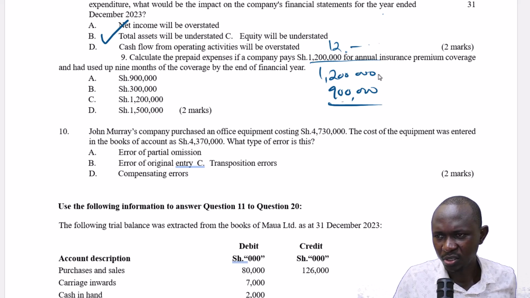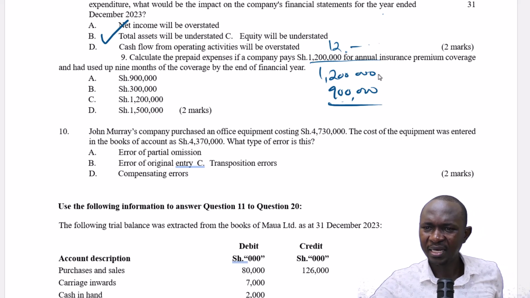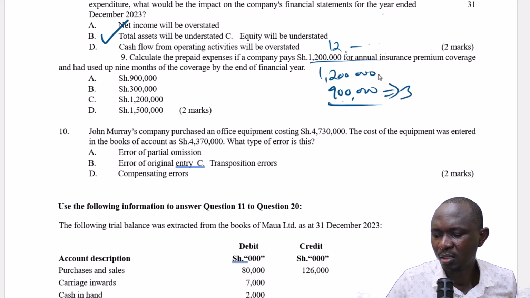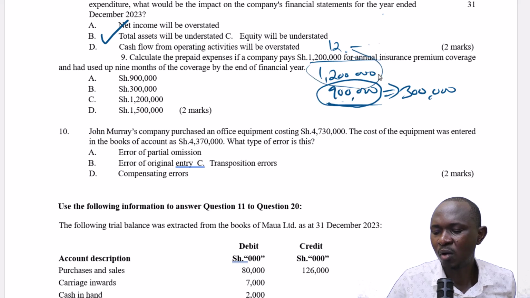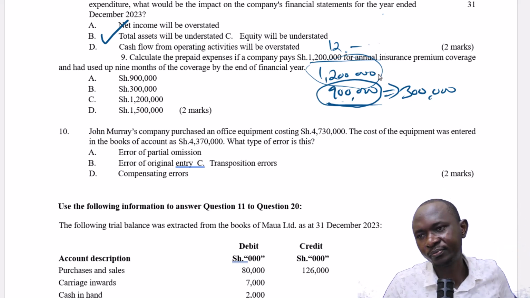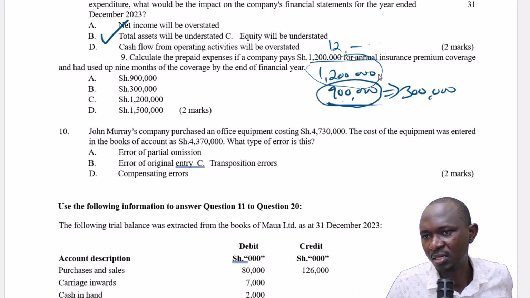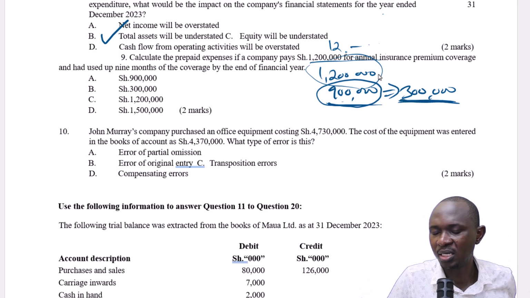900,000. Yeah. So calculate the prepaid expenses. If a company pays 1.2 for annual insurance premium coverage and had used up 9 months of the coverage by the end of the year, prepaid expense is 300. It's only 900 that is for that year, but they paid 1.2. So the 300,000 will go to the following year. So we call that prepaid insurance, and it's 300,000.